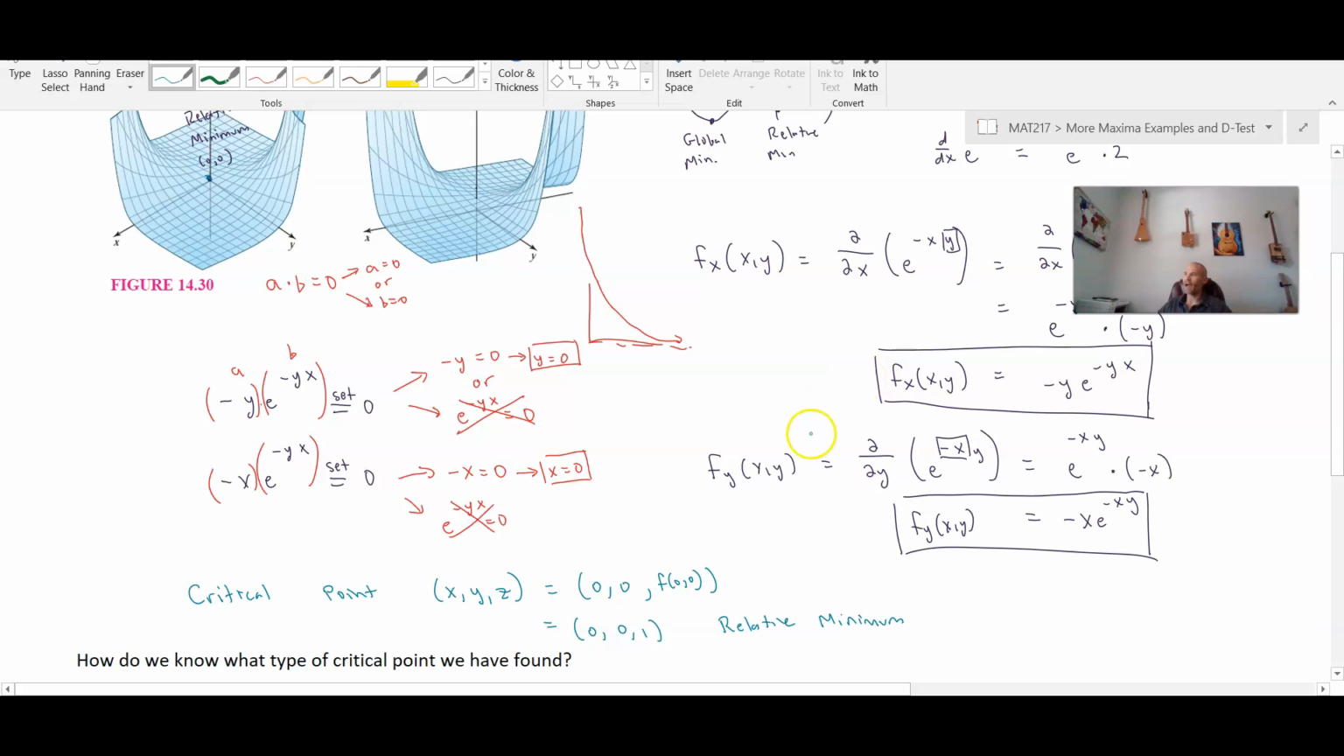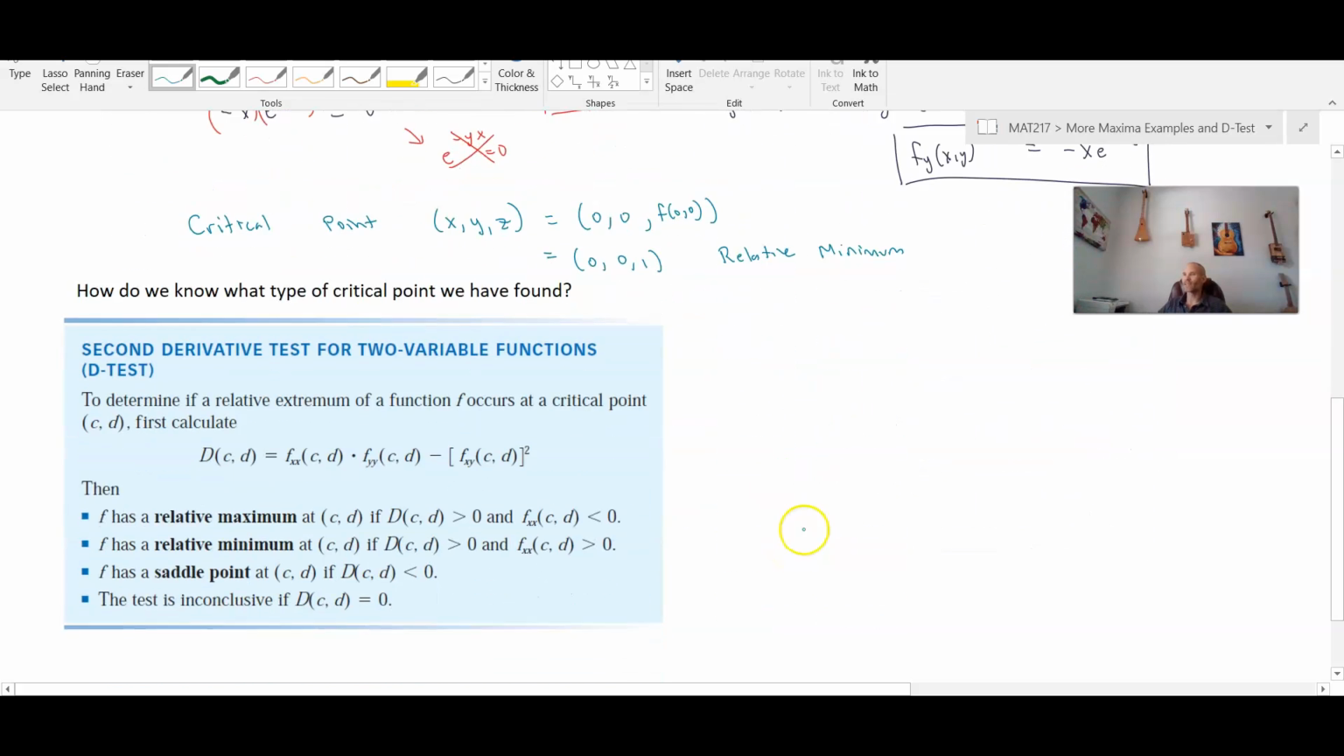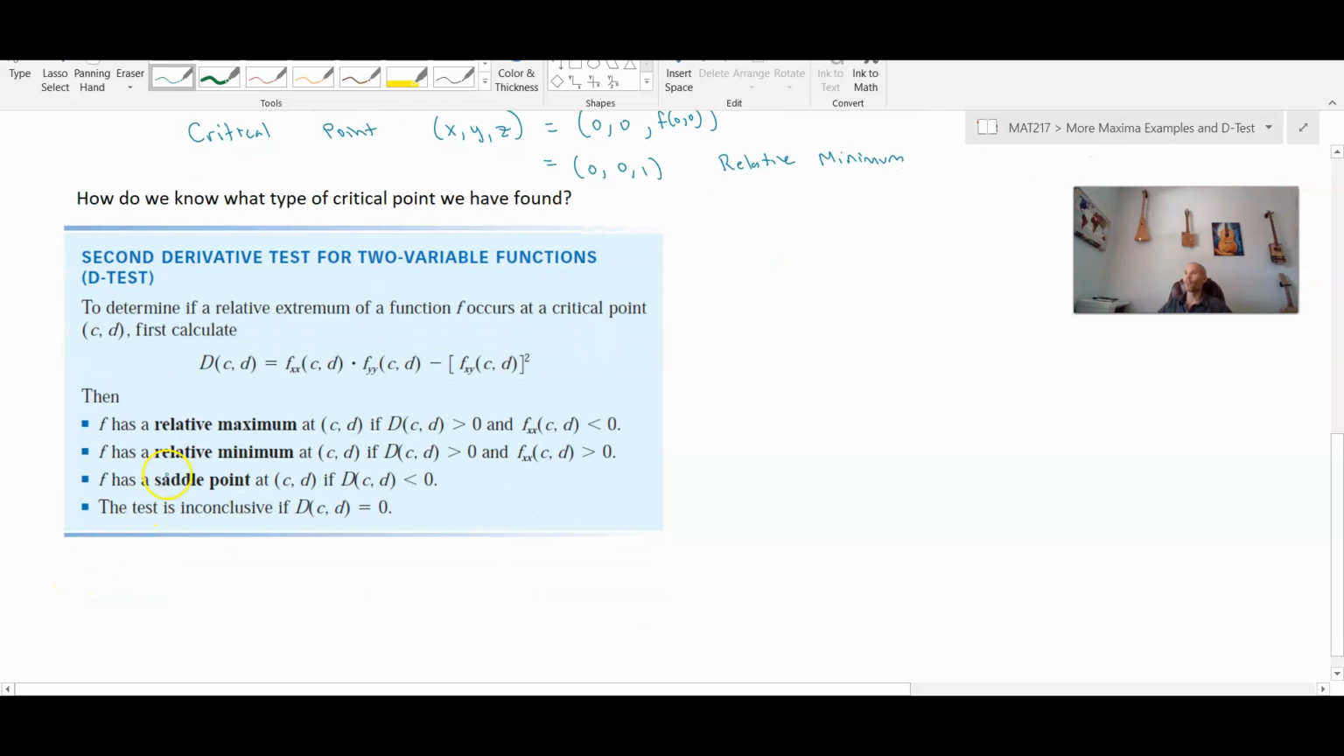Or maybe it's a relative maximum. Well, there are three situations that we have to investigate, one which we haven't seen before, called a saddle point. But this is called the second derivative test.